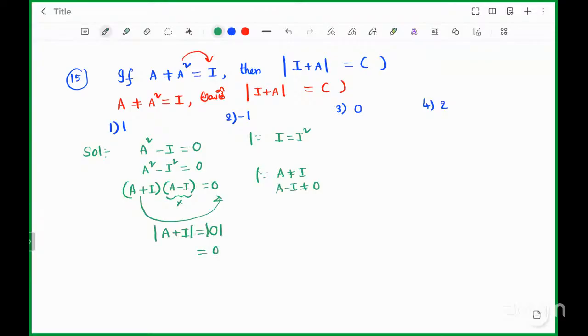So the answer is the third option, it is the right option. This is a concept oriented question. I hope it's very clear to you, right? So let us move to the next question.